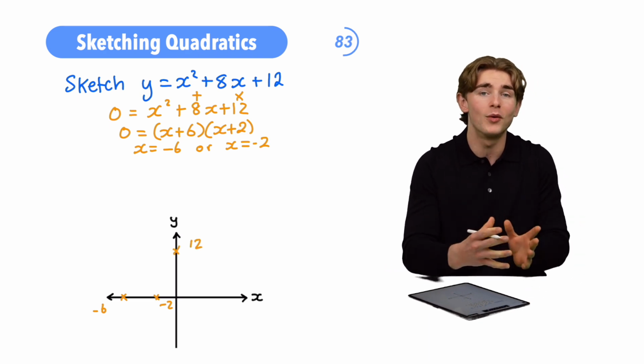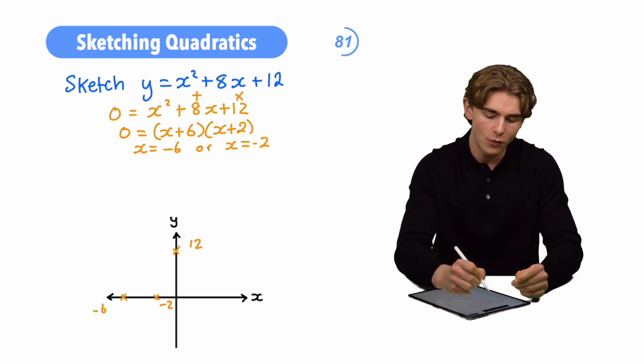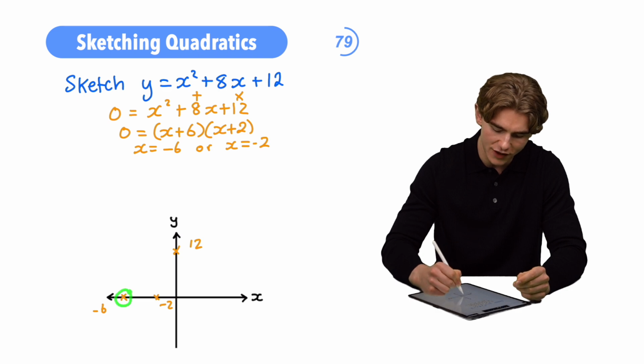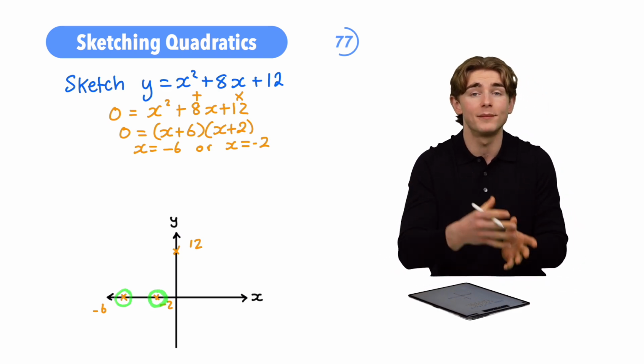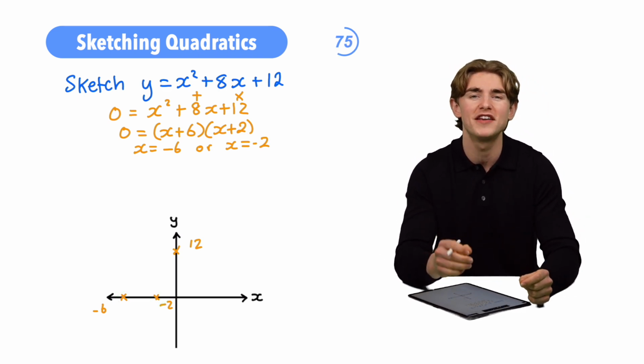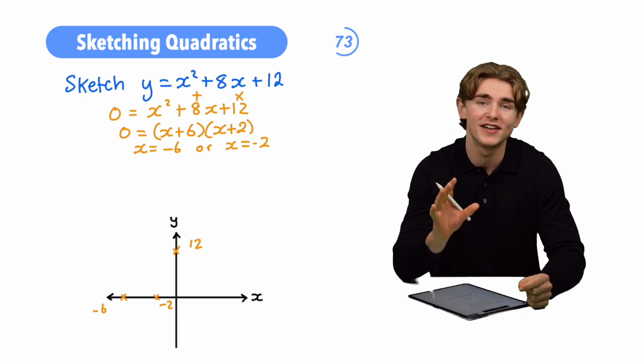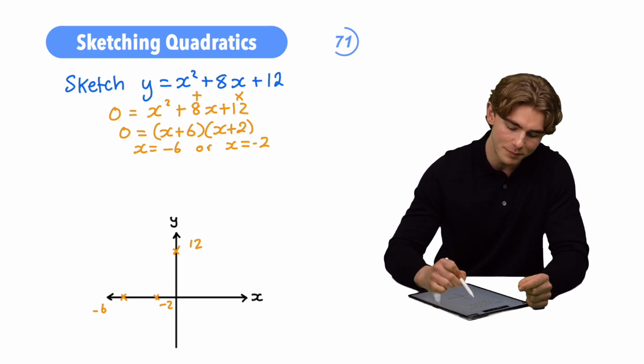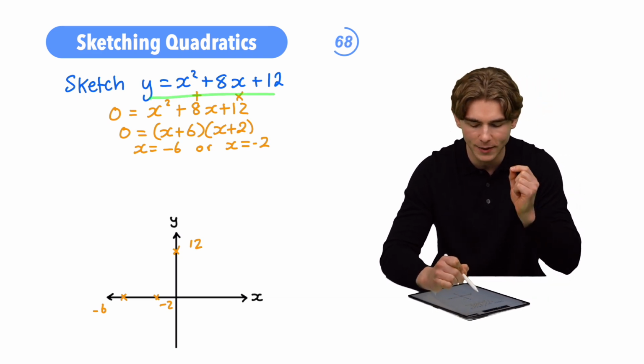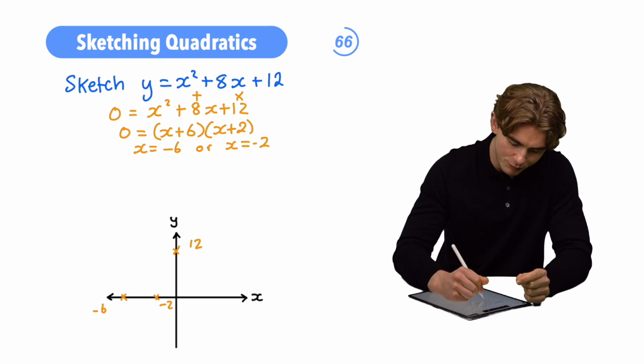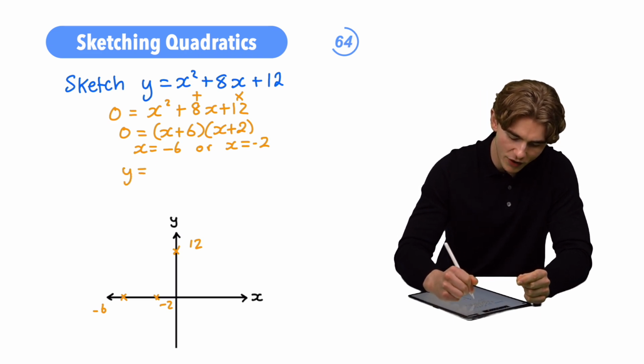Finally, guys, how are we going to find our turning point? One method would be to find halfway between the two roots of the equation, and then to substitute that value of x into our equation. But I'm going to do it by completing the square because that's my favorite method, guys. How are we going to complete the square for this equation up here? Step number 1, we're going to write out a pair of brackets. So we're going to have y equals, and then we're going to have a pair of brackets.